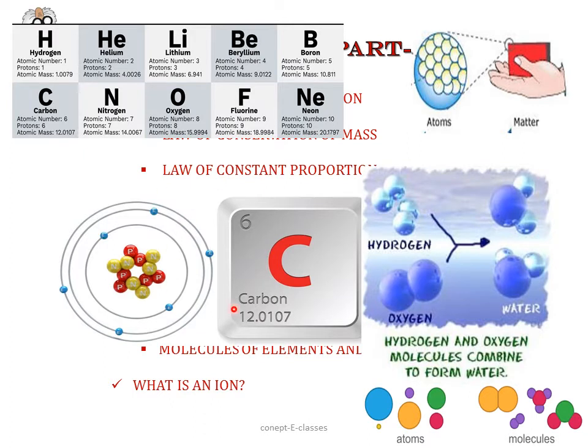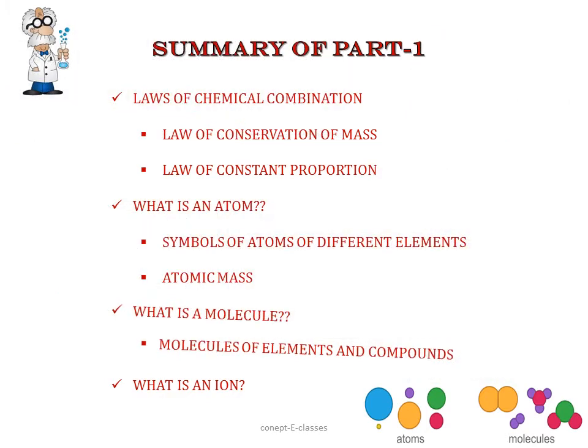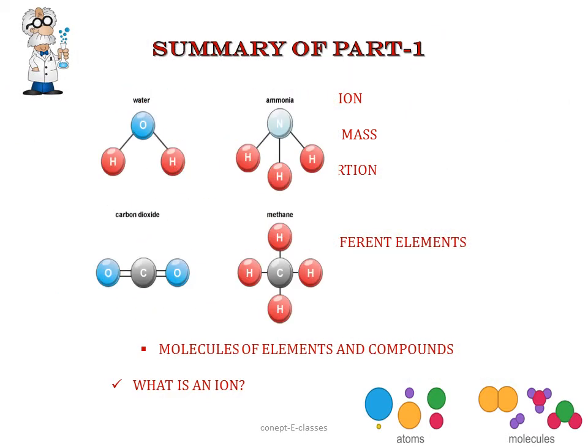Then we studied about atomic mass. What is atomic mass? The average relative mass of an atom of an element with respect to the mass of an atom of carbon-12. Then we also studied that atoms cannot exist independently and they retain all their chemical properties. Then we studied what is a molecule. A molecule is the smallest particle of an element or a compound which is capable of independent existence, and it shows all the properties of the substance.